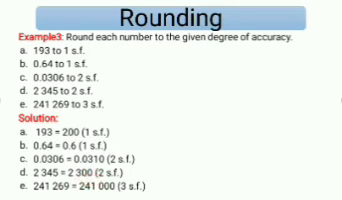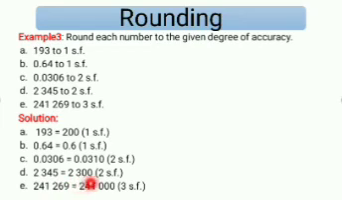To 0. Then the last example here is 241, to three significant figures. Now the first three non-zero digits here, they are what? 2, 4, and 1. Now to the right of 1 is 2. And 2 is less than 5. Since 2 is less than 5, you are going to leave 1 as we have it.